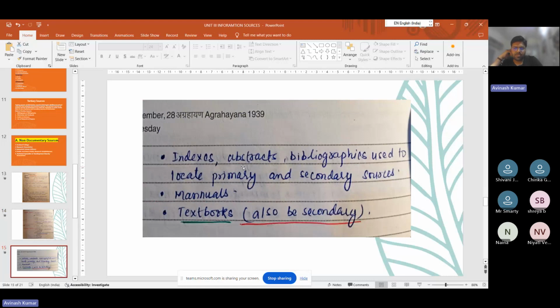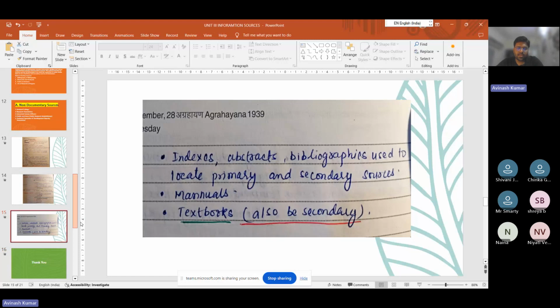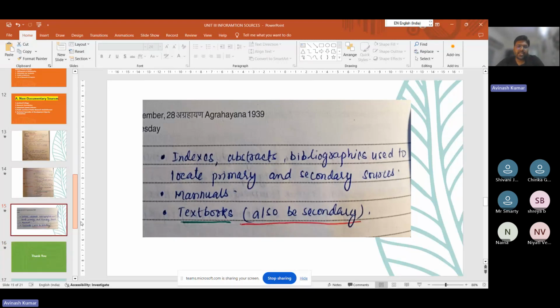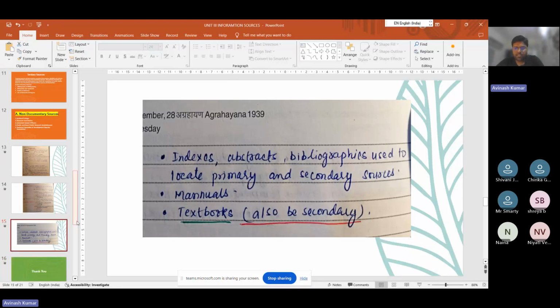Index, abstracts, bibliography used to locate primary and secondary sources. Bibliography, here you can see that bibliography is used to locate primary as well as secondary sources. Okay, manuals, textbooks also be secondary sources. So these are the primary, secondary and tertiary sources I have discussed.